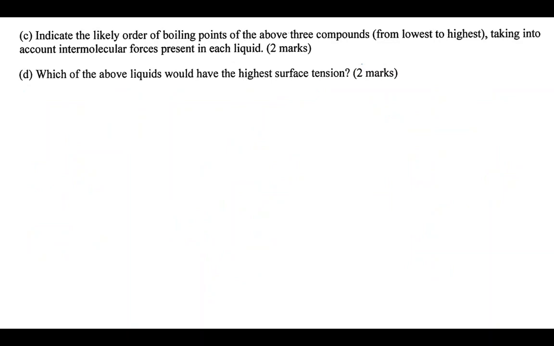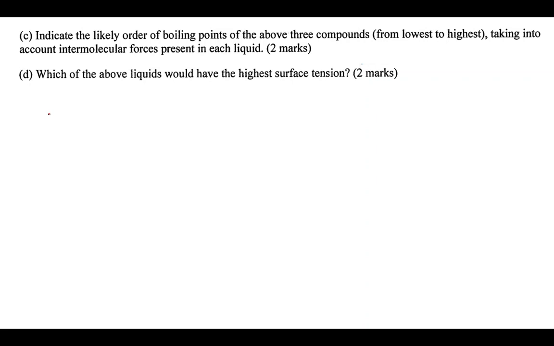So, indicate the likely order of boiling points of the above 3 compounds from lowest to highest, taking into account intermolecular forces present in each liquid. And then D, which of the following liquids would have the highest surface tension? Looking at these guys, I'm just going to redraw them quickly. I'm just going to draw it without the lines if you guys don't mind. And then Cl, F, F, F.